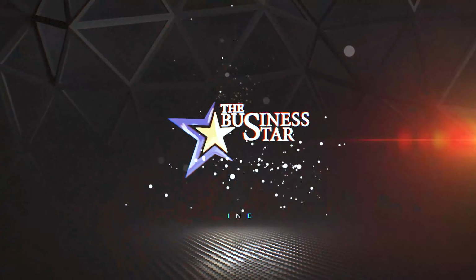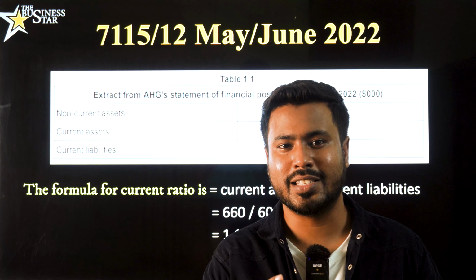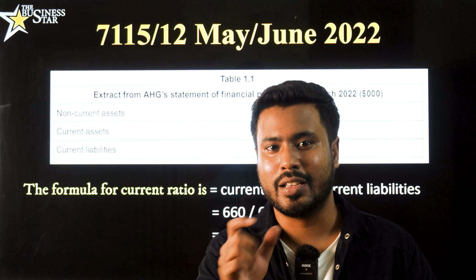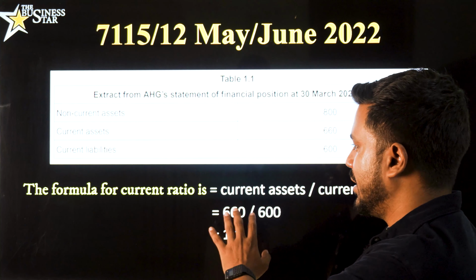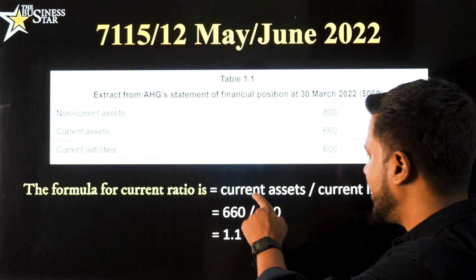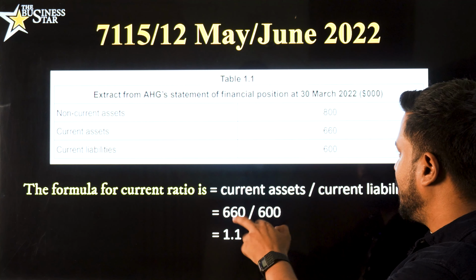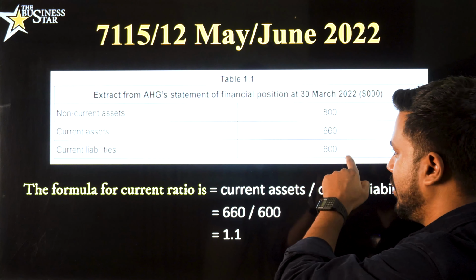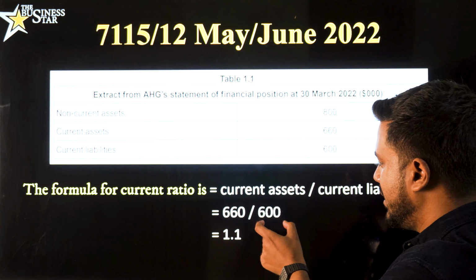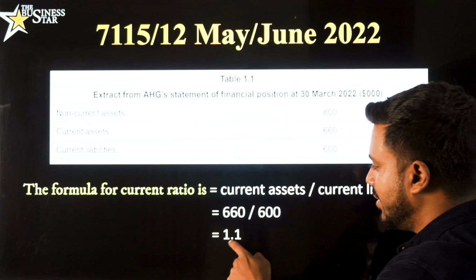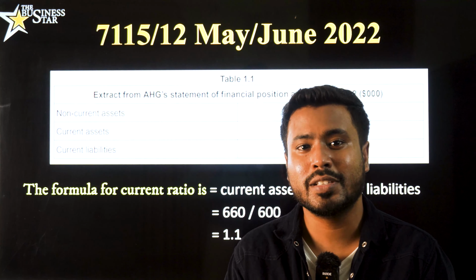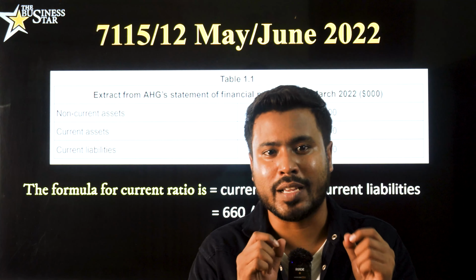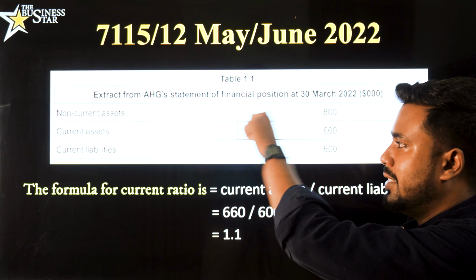While answering question number 1C, we saw that the current ratio was given as 1.1 in reason number 1. Where did we get that from? From here. See, the formula for the current ratio is current assets divided by current liabilities. So current assets was 660, current liabilities was 600. If we divide 660 by 600 with the formula given, the result comes to 1.1. So this was the application that we had used, and specifically for question number 1C, this table was given in the case study.